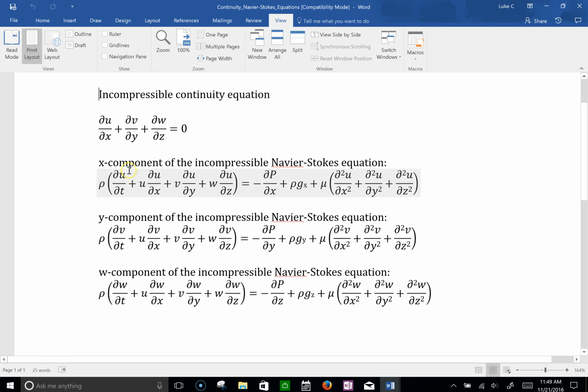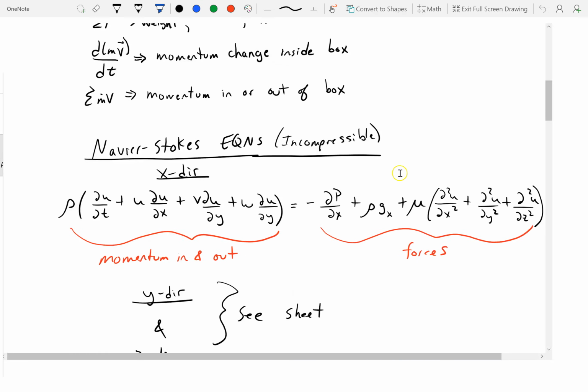So here is du/dt, u du/dx, v du/dy. This is basically the differential form of your linear momentum, and these are the incompressible Navier-Stokes equations. So these are the Navier-Stokes equations, and we're going to use this set of equations to solve for the velocity profile. That's an example that I'm going to show you right now.